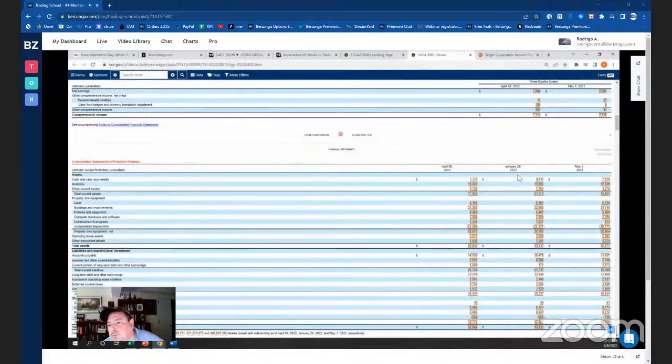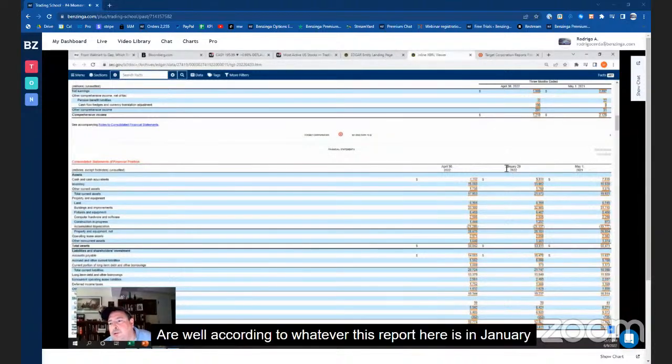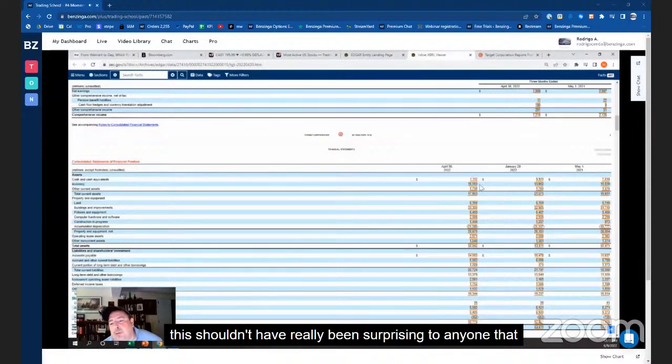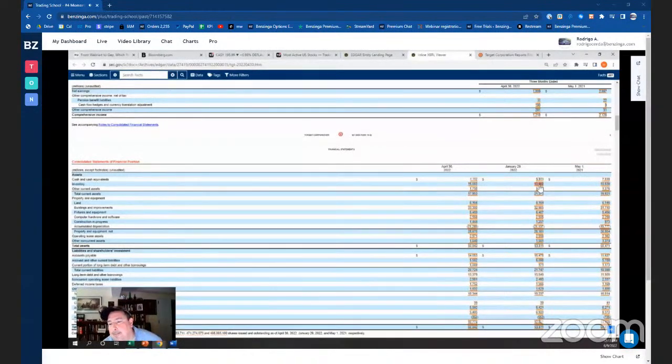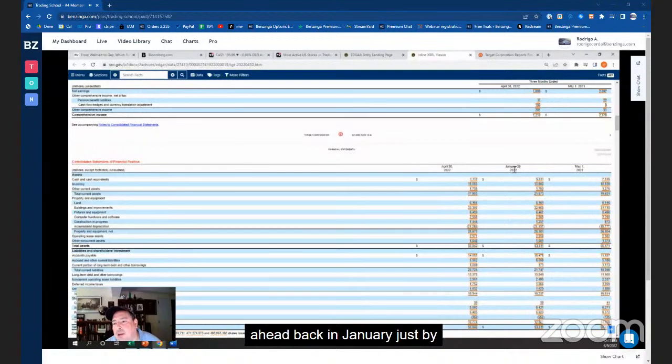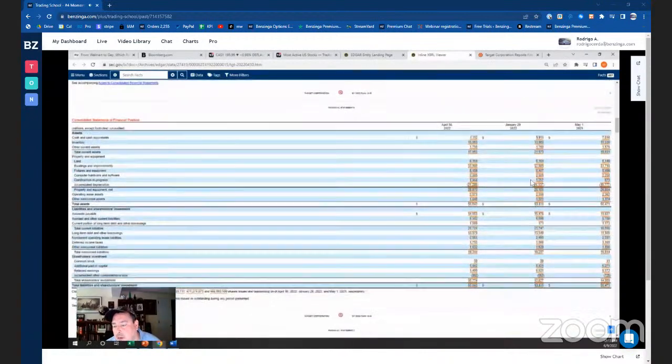Because when they reported the first quarter, or well, according to whatever this report here is, in January they were up to 13.9. So between May, they went from 10.5 to January 13.9. So this shouldn't have really been surprising to anyone that this inventory was increasing this much. Like if I was a fundamental analyst, this is something I would have noticed and said, hey, what's going on with the inventory here, right? So whoever was following this company could have seen trouble ahead back in January just by looking at the increase in inventories there.